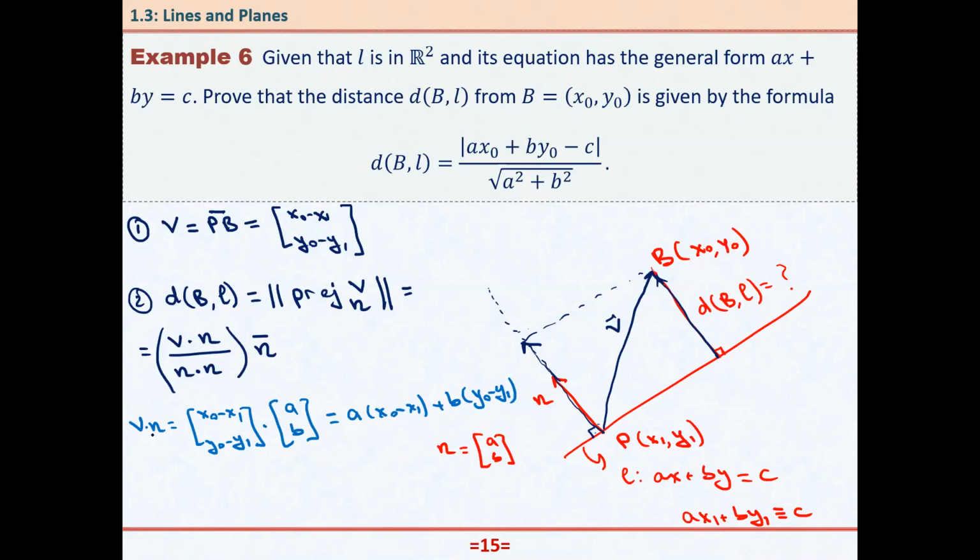All right, how about N dot N? N dot N is, what is it? The coordinates are A and B, so that's equal to A squared plus B squared, right? And how about here we have N, vector N. So actually I need to put here, okay.